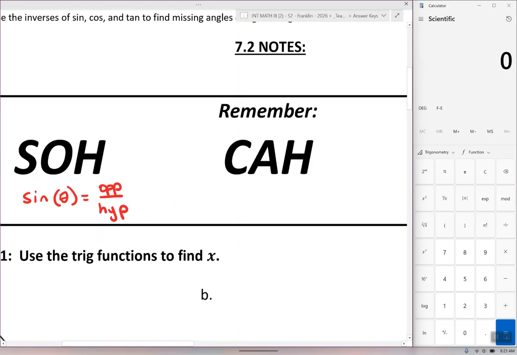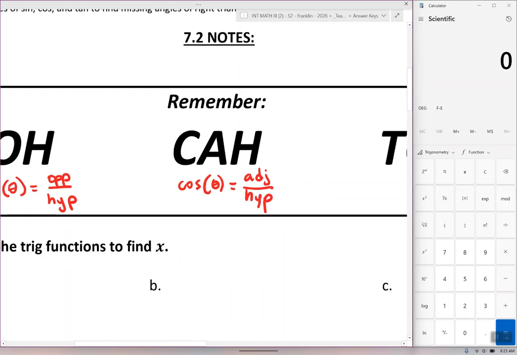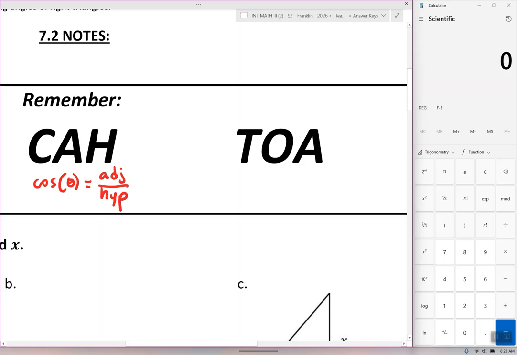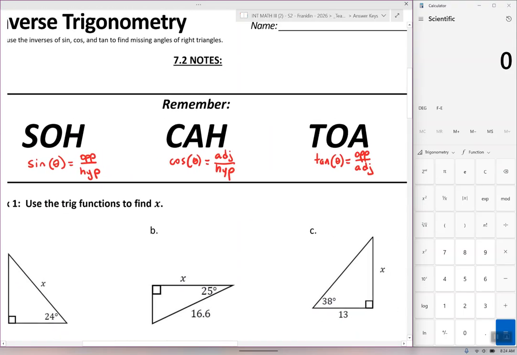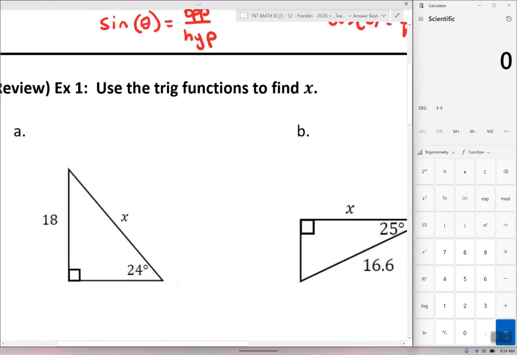The middle part, CAH, we're talking about cosine. The cosine of theta is equal to the adjacent side to the reference angle over the hypotenuse. And lastly, our tangent for TOA. Tangent of theta is equal to the opposite side over the adjacent side. And this is all from the perspective of our reference angle theta. So let's practice what we learned last time, just once each.